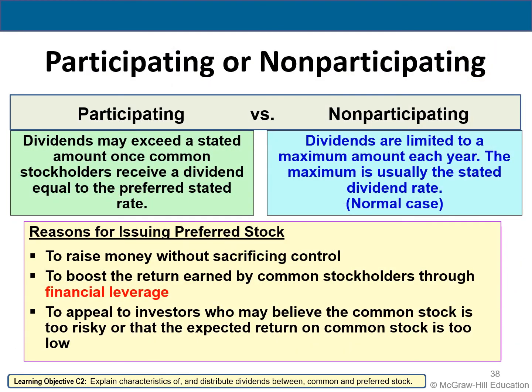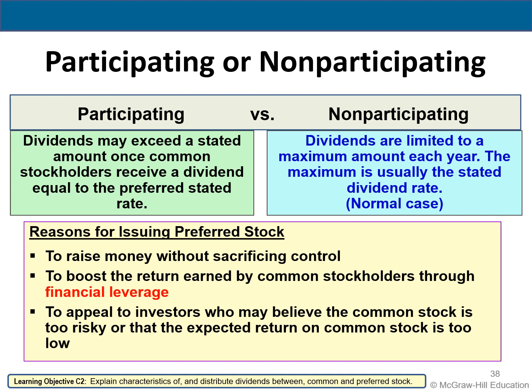All right, so we have this idea of participating preferred stock and non-participating preferred stock. Under participating, dividends may exceed a stated amount once the common stockholders receive dividends equal to the preferred rate. Non-participating means the dividends are limited to a maximum amount each year, and it's usually the stated dividend rate. Okay?